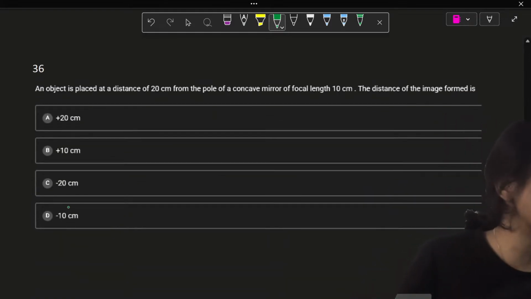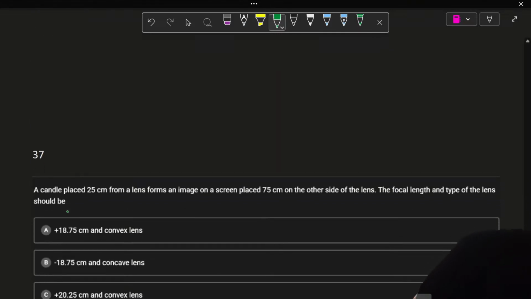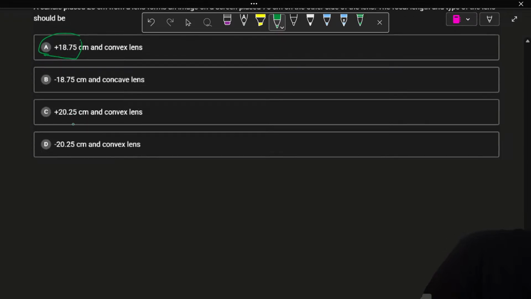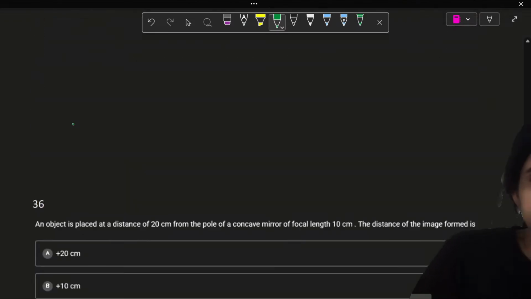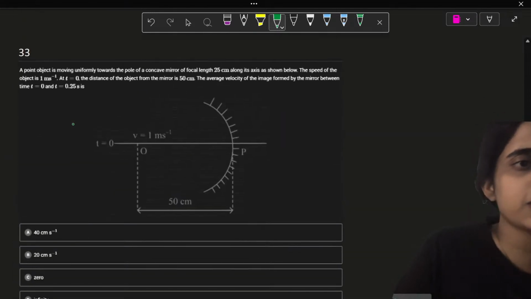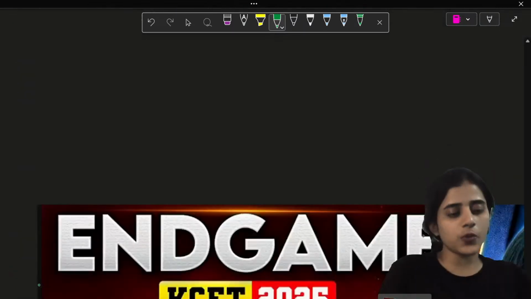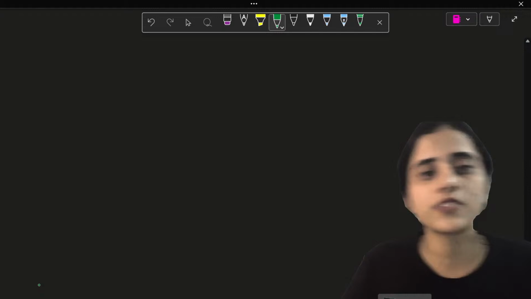For question 36, how much should it be? It should be minus 20. For question 37, it should be plus 18.75. And then, I think we pretty much did all the questions. Okay, for question 33, you should get infinity. So the rest of the questions you can try to work it out by yourself.